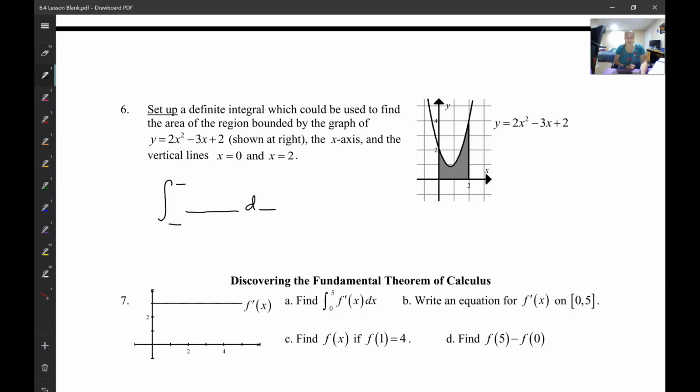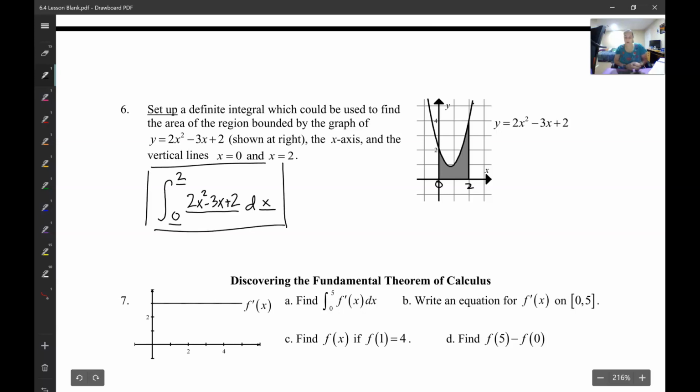So let's look at this picture. I'm going from 0 to 2. So my lower limit should be 0. My upper limit should be 2. Here's my equation. That's the graph I'm looking at. So 2x squared minus 3x plus 2. And then the variable I'm using, the language I'm speaking in, is dx. So there we go. We set up that integral.